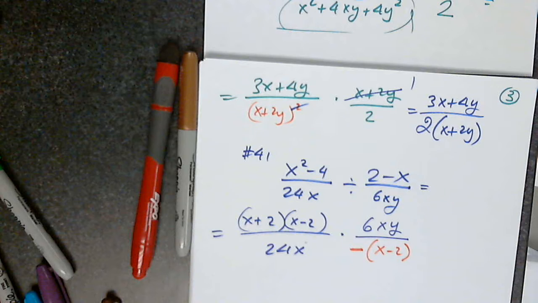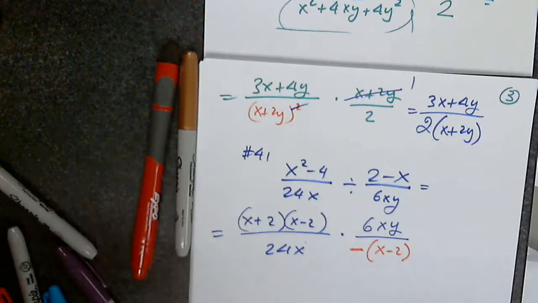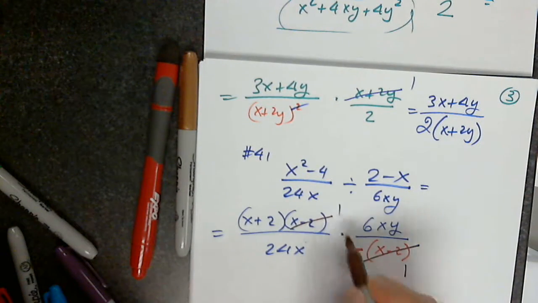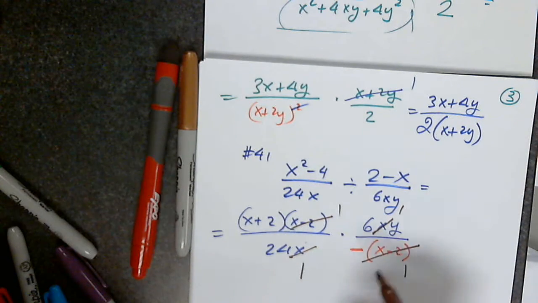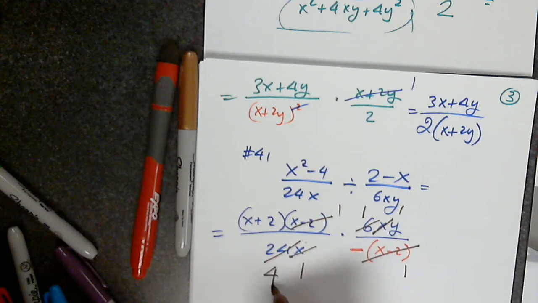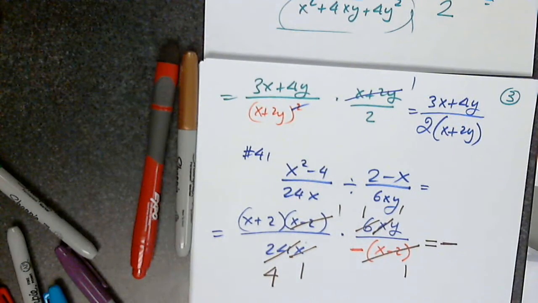Any questions? So now we're ready to simplify, assuming we stated all restrictions. So an x minus 2 with an x minus 2, an x with an x, a 6, and a 4. The simplified form has to have a minus in front because of this negative.